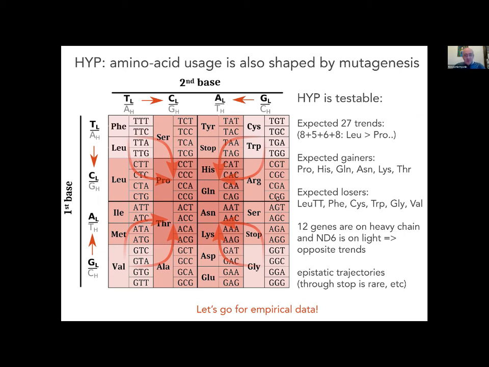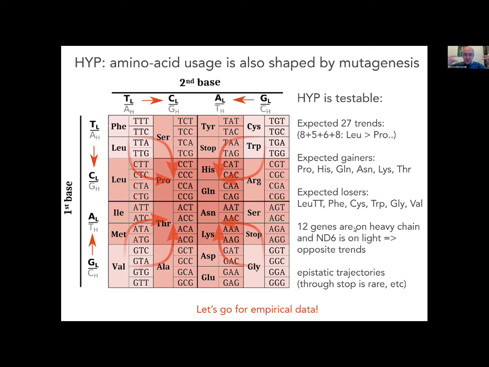This hypothesis that mutation spectrum can shape amino acid substitution is testable. First of all, we expect 27 pairwise trends. For example, from valine to alanine should be a more common substitution as compared to the backward one. So we have expected gainers in the middle, and we have expected losers at the corners of the genetic code. Also, we have a majority of genes which are coded on the heavy chain.